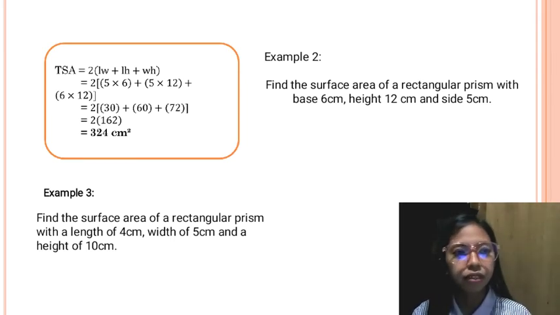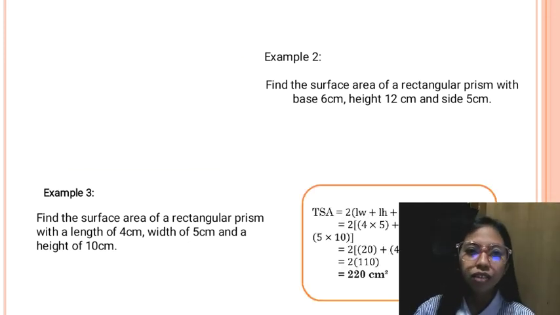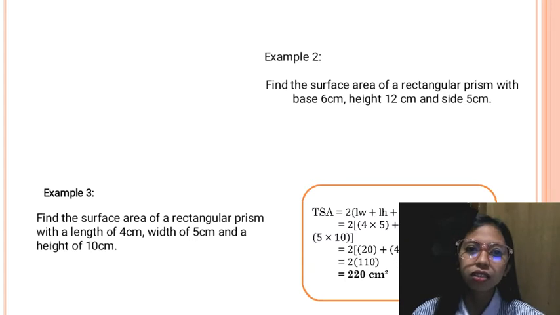So another example is: find the surface area of a rectangular prism with a length of 4 centimeters, a width of 5 centimeters, and a height of 10 centimeters. So substituting the given numbers into the formula, we will derive the equation 2 times the parentheses of 4 times 5 plus the parentheses of 4 times 10 plus the parentheses of 5 times 10.